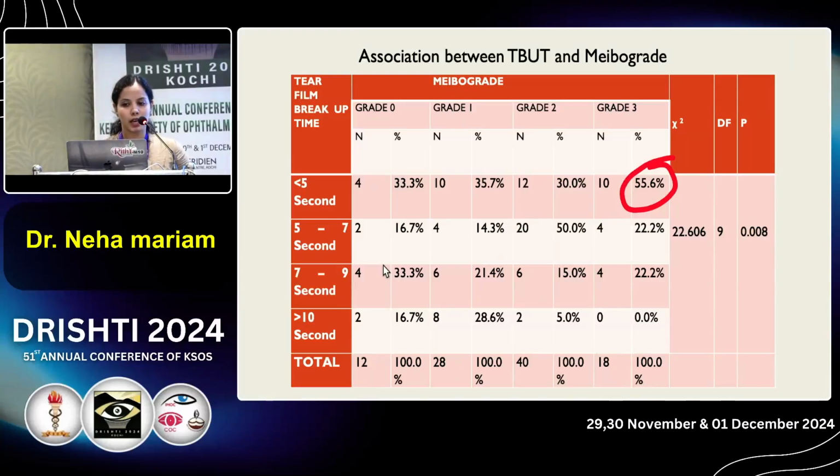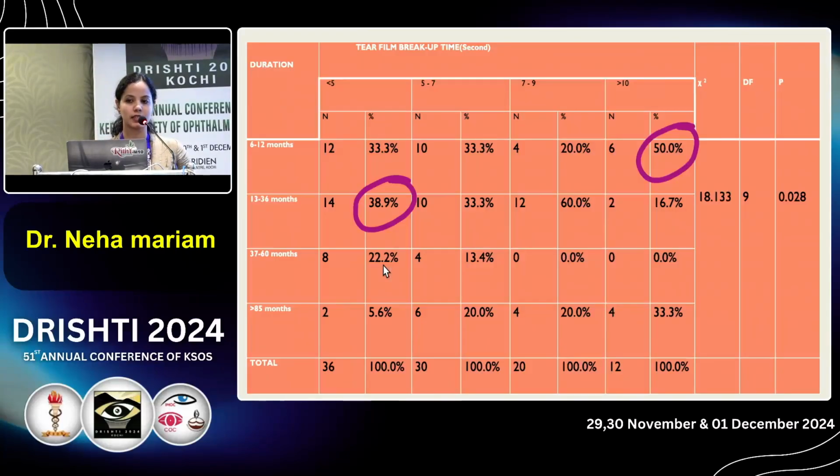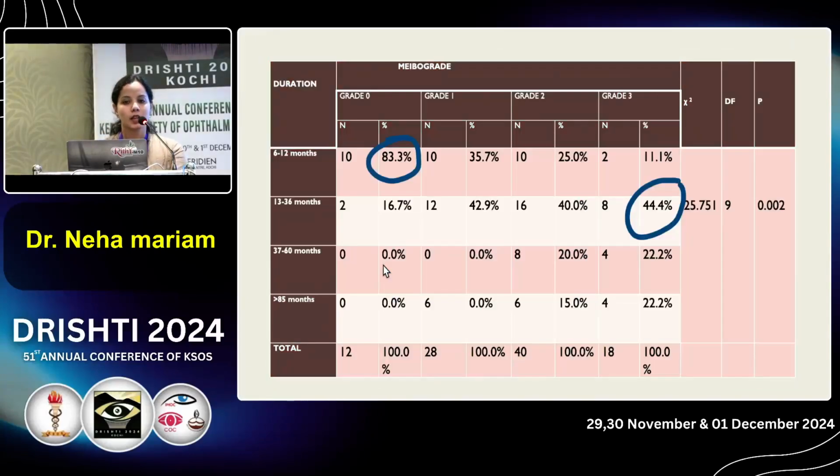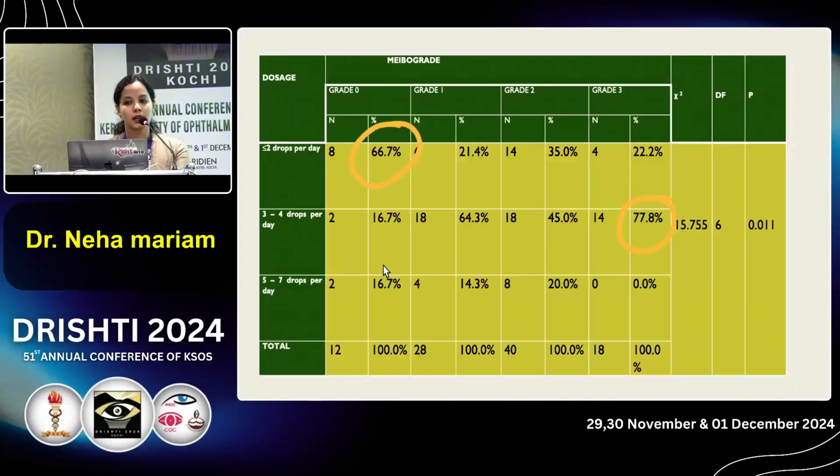Among the eyes having meibograde 3, 55.6% had a tear breakup time less than 5 seconds. In patients with tear breakup time less than 5 seconds, 38.9% were using medications for 1 to 3 years, and 55.6% of them were using 3 to 4 drops per day. For meibograde 3, 44.4% of patients were using medications for 1 to 3 years, and 77.8% with meibograde 3 were using 3 to 4 drops per day.